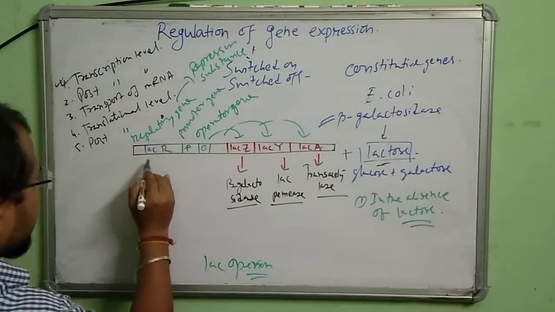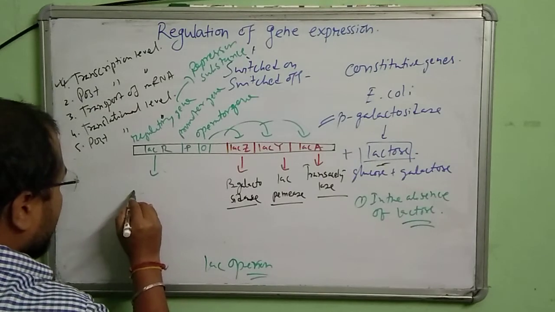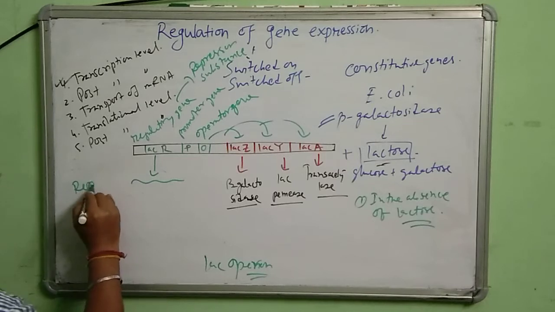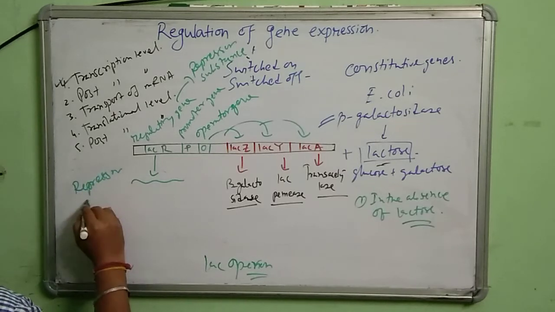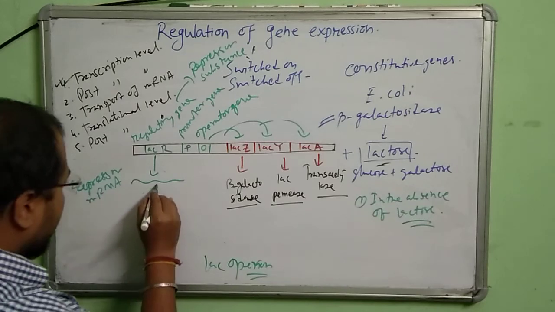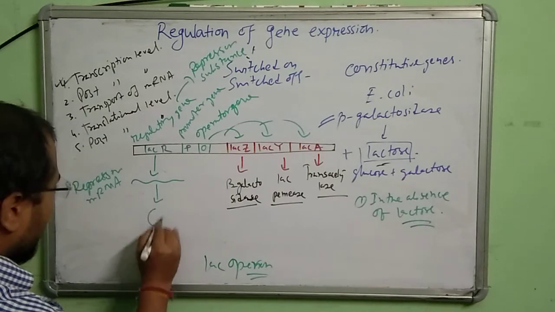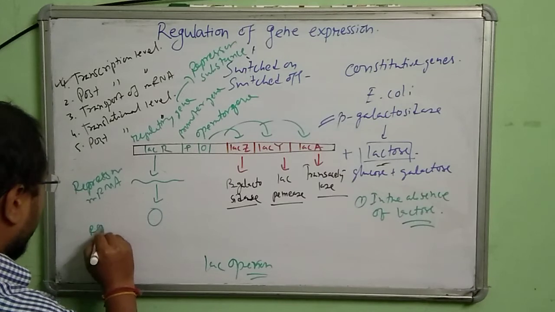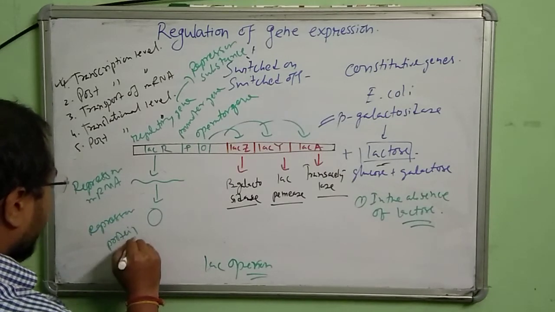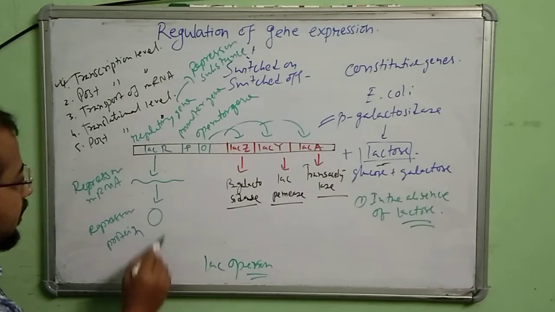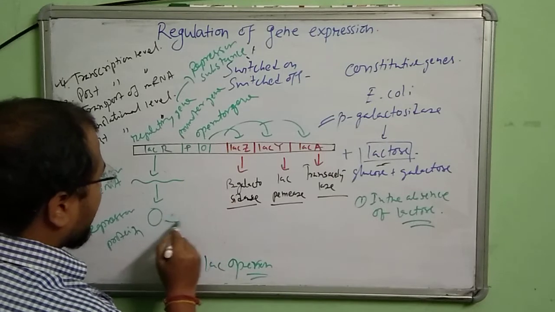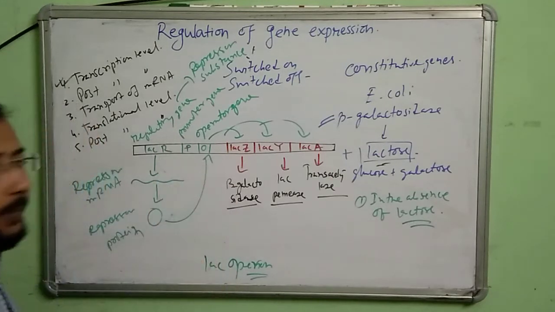This regulatory gene is going to produce first of all one mRNA. We can name it as a repressor mRNA. This repressor mRNA is going to produce a protein known as repressor protein. This repressor protein is going to bind with the operator site.